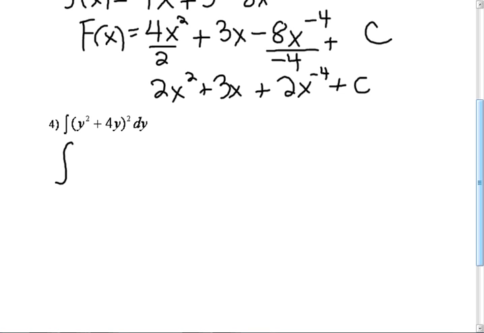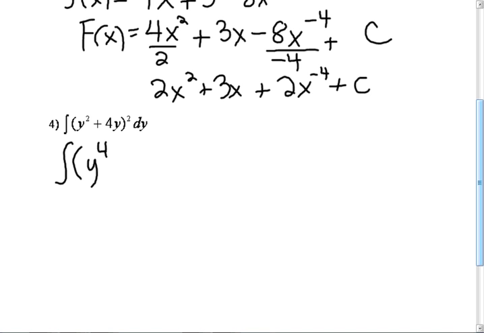If you were in a regular algebra class and you were just given y squared plus 4y, all of that to the second power, they would tell you to do what? Yeah, square it, multiply it out. So what are you going to get for the first term? Y to the 4th. Now, do you know what the middle term is going to be?